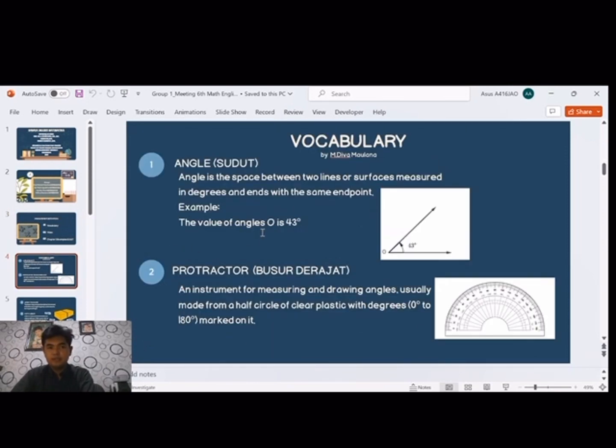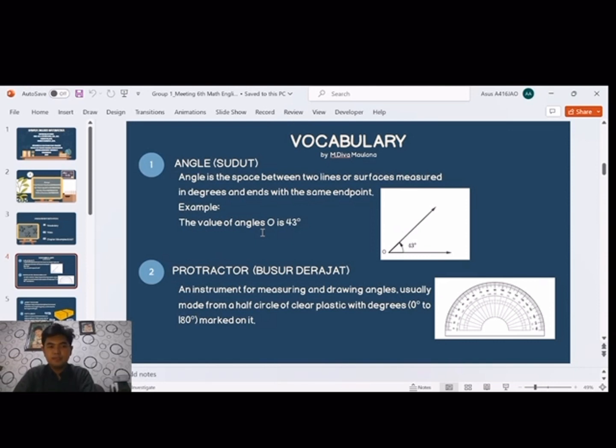First, angle, or sudut in Indonesian. An angle is the space between two lines or surfaces, measured in degrees, that end at the same endpoint. Example: the value of angle O is 43 degrees.